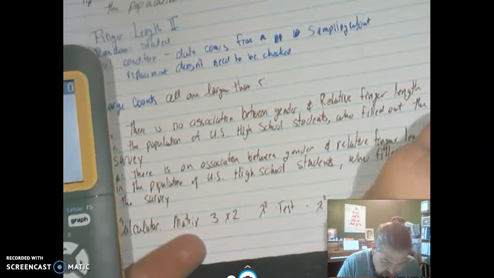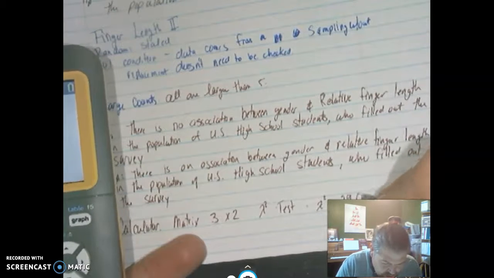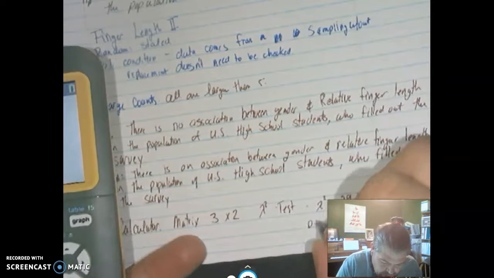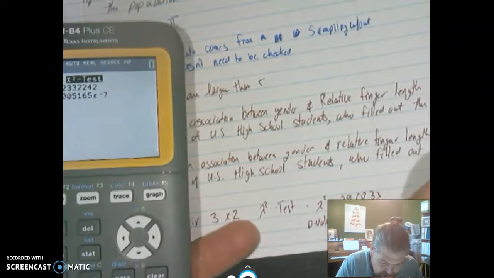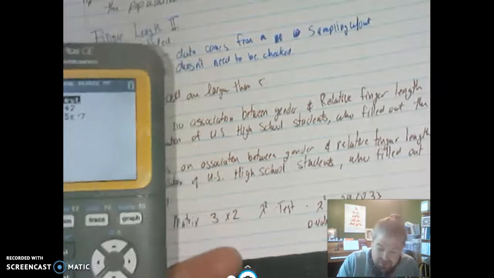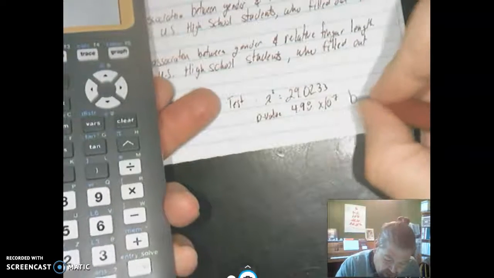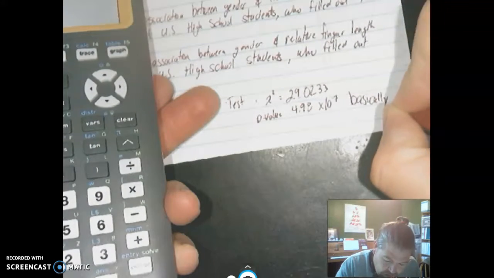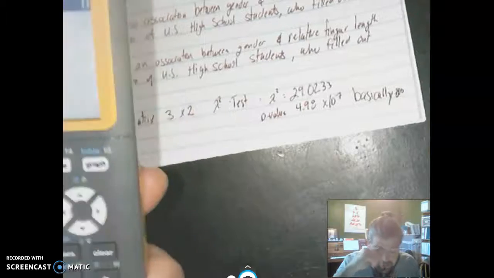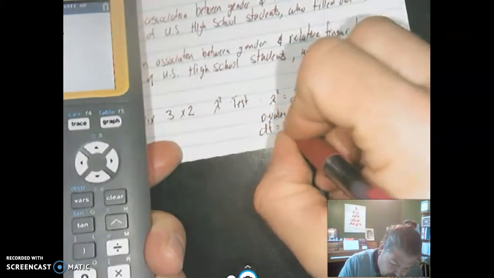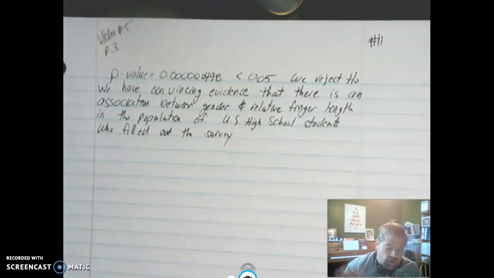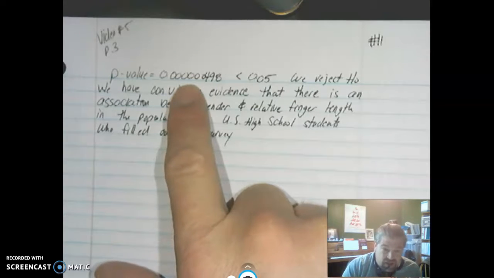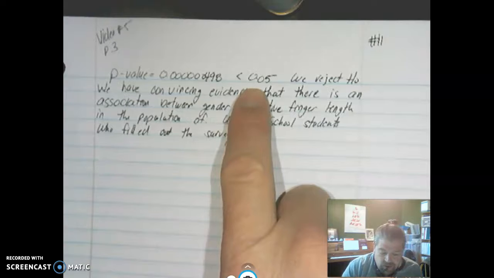My chi-square says that it's 29.0233. My p-value is 4.98 times 10 to the negative 7th. That's basically 0. Okay. And then my degrees of freedom is equal to 2. All right, so let me pause it real quick. So our p-value is basically 0 like we said earlier. So there's our significance level at 0.05.